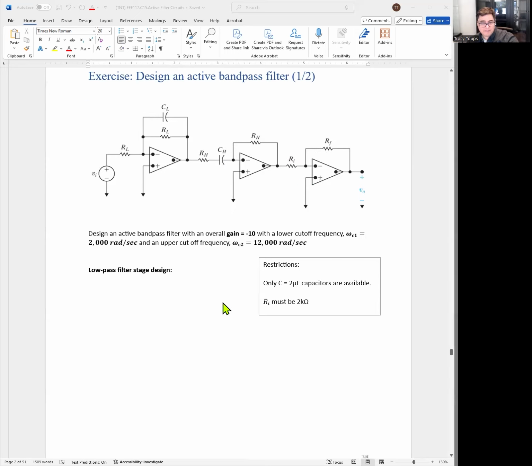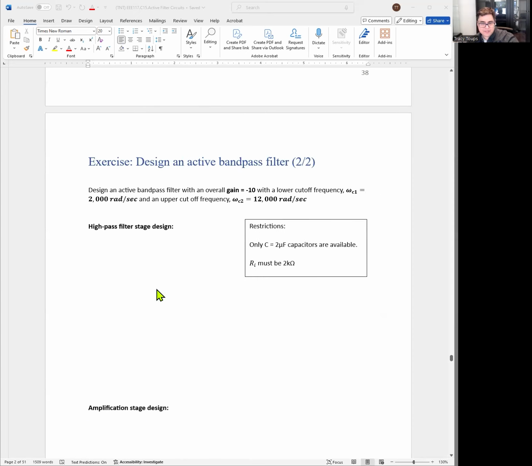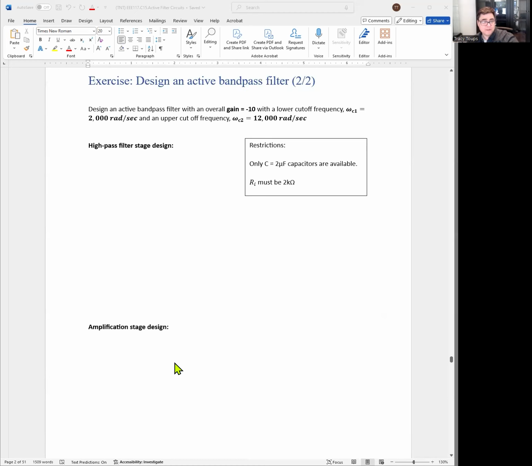Okay, so go ahead and figure out the low pass filtering stage here. Then go ahead and do your high pass filtering stage here, and the amplification stage, and then you should have something set. Okay. So go ahead and take our 15, 20-minute break to do some number crunching here.